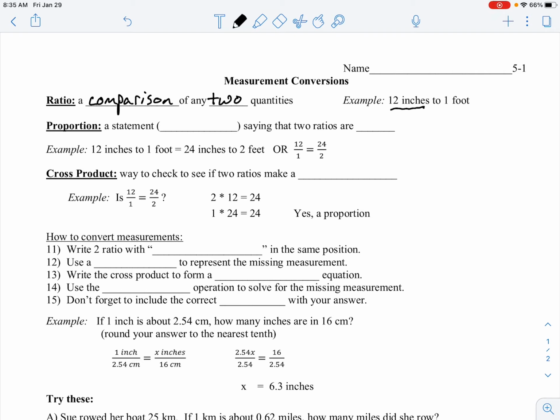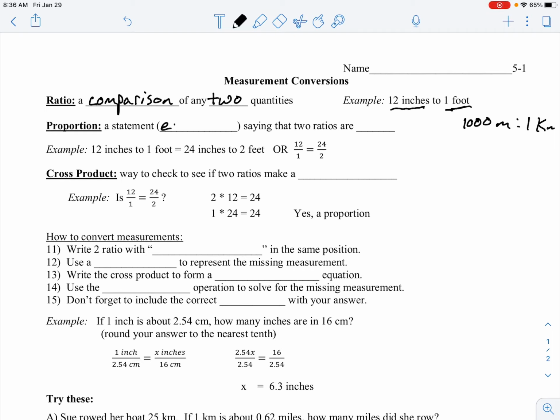That is comparing inches and feet, and we're getting kind of an equivalent statement there. Same thing as 1,000 meters to 1 kilometer, same kind of thing.